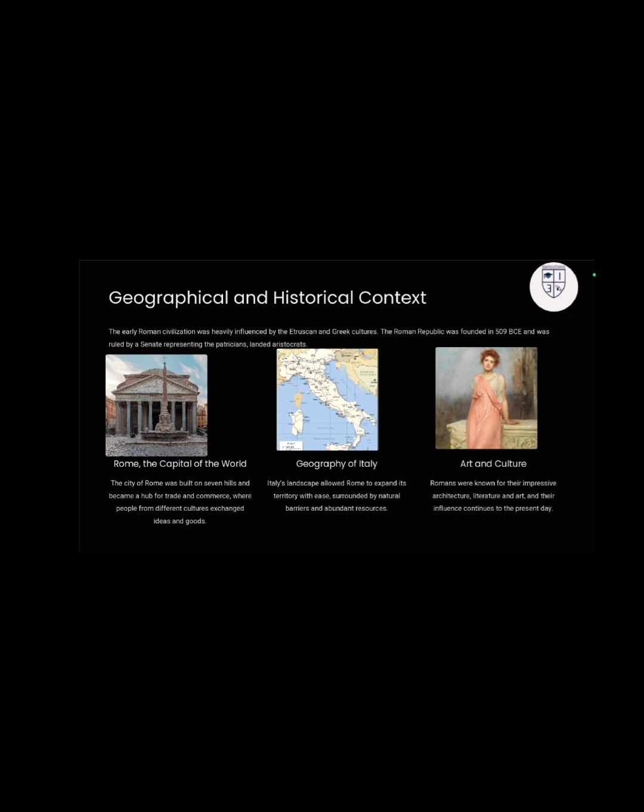So let's read what's given below. Rome, the capital of the world. The city of Rome was built on the seven hills and became a hub for trade and commerce, where people from different cultures exchanged ideas and goods.